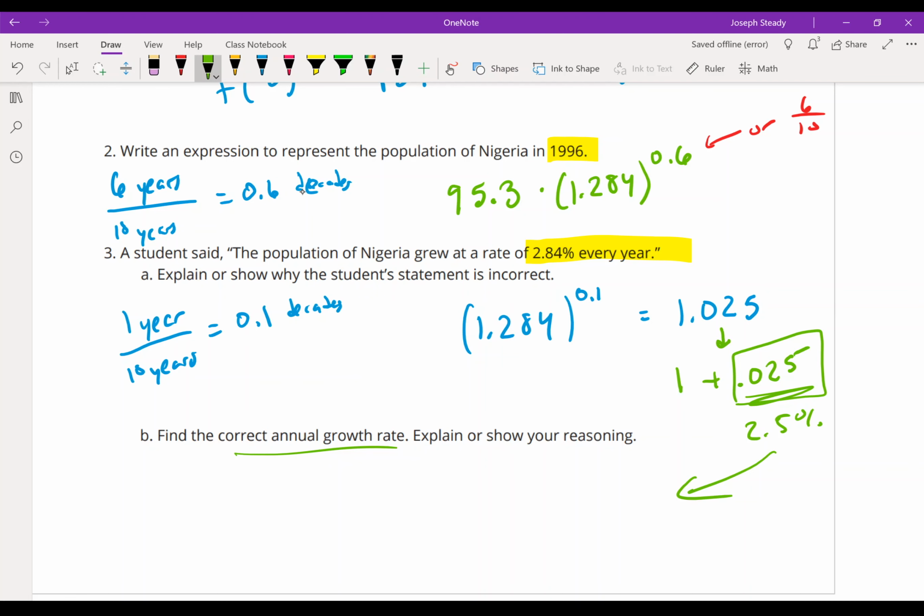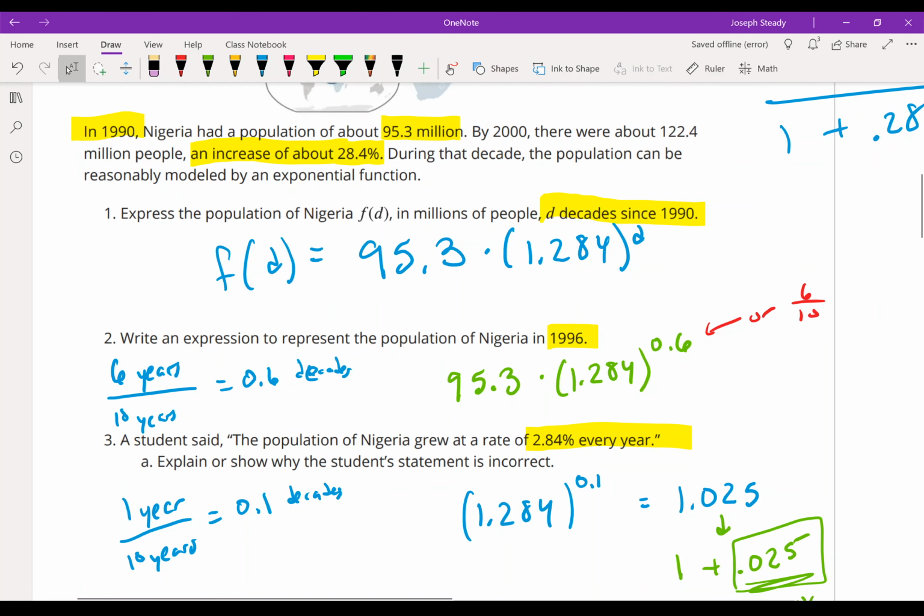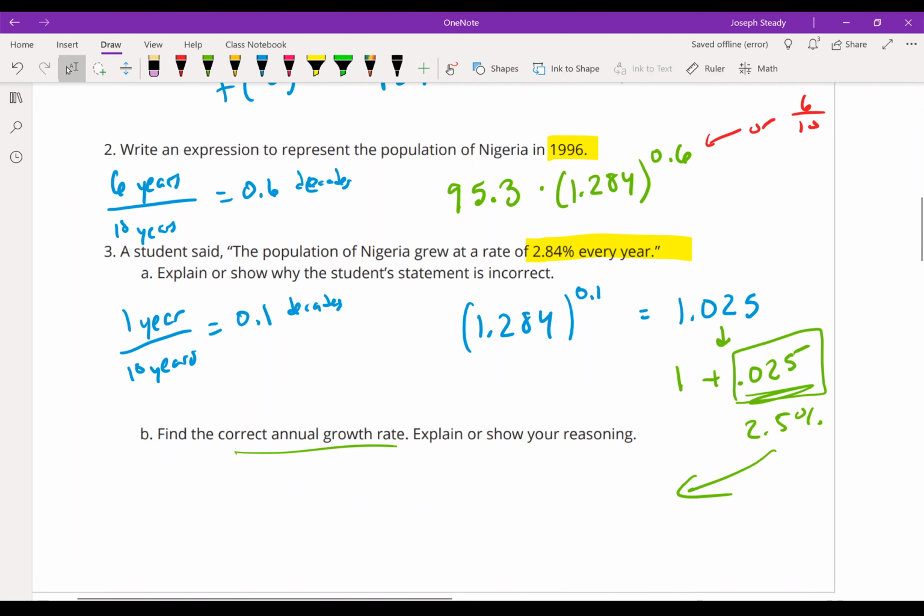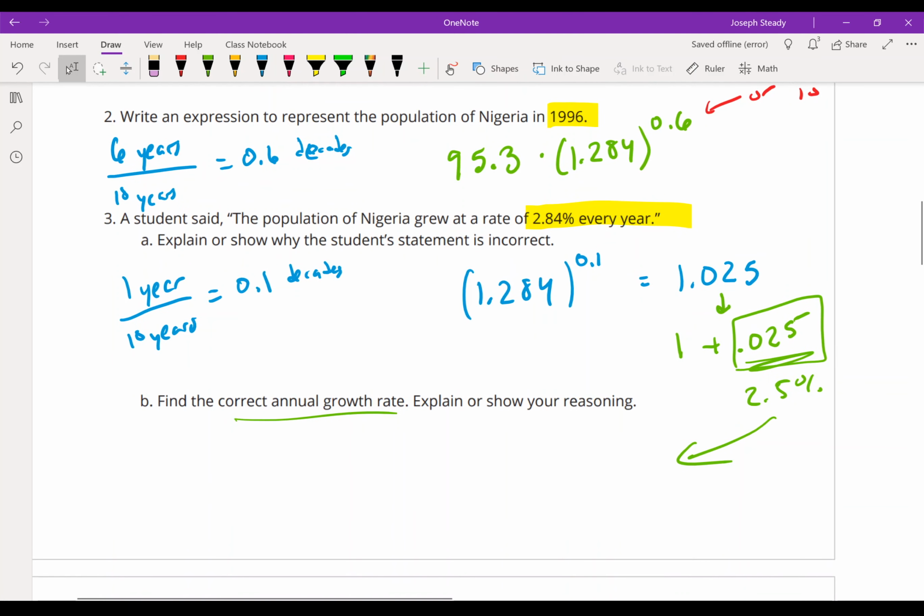2.84% each year. There are other ways that you can show that 2.84% is wrong. For example, if you do 2.84 with an exponent of 10 for a decade, you will see that that does not give you the 28.4% that it should be. It gives you a bigger number. So there's our result, but there are other ways you can do this problem.